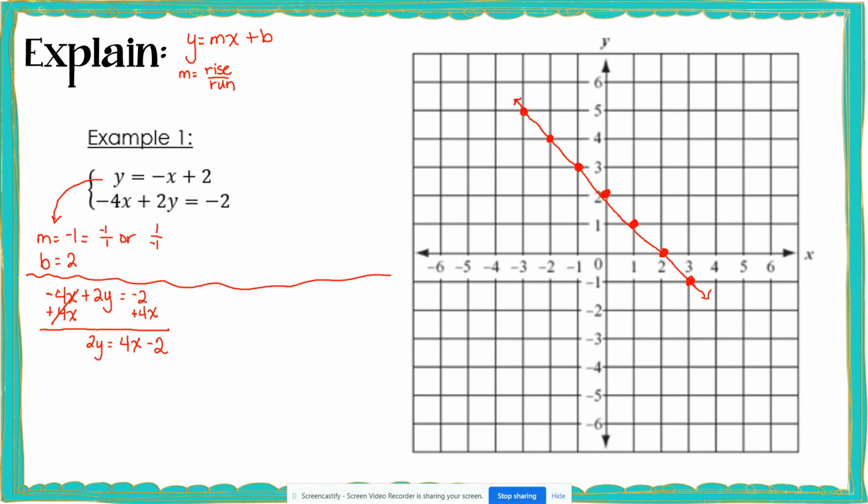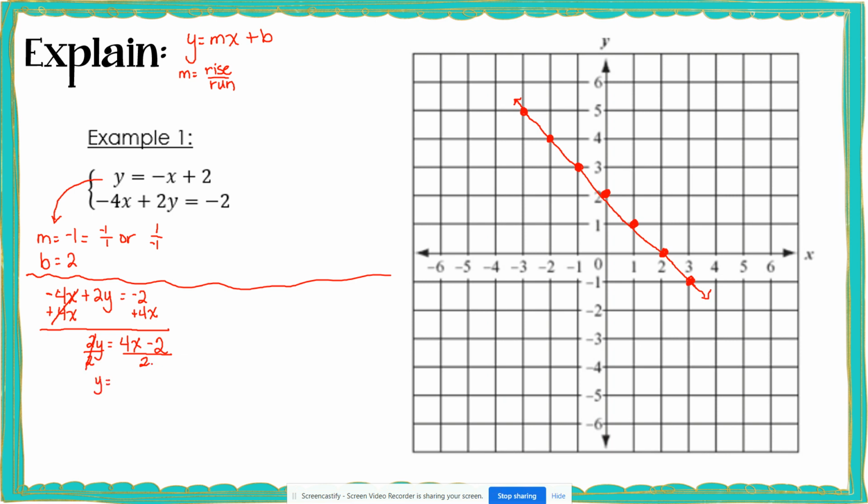So now you can see we're one step closer to having y by itself. However, y is still being multiplied by this 2. So we have to do the inverse, which is dividing by 2 on both sides of the equation. These 2's will cancel to leave me with y equals.